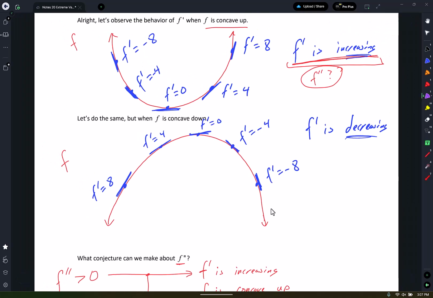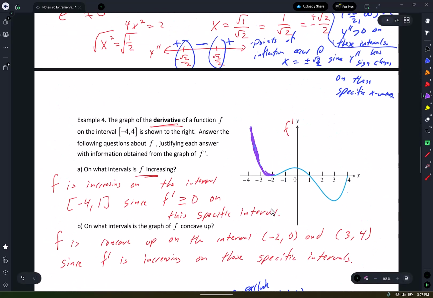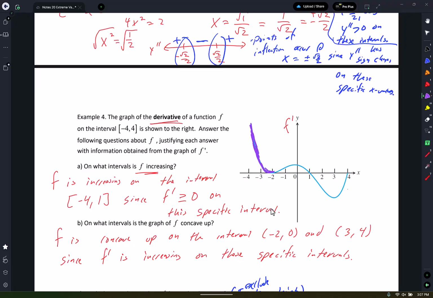Strictly concave up, F prime is increasing. Strictly concave down, F prime is decreasing. You have the F prime graph. Let's do it again. Just this part. You already told me I'm above the x-axis, F is increasing. Perfect. This is F prime. F prime is decreasing, so that means F is concave down.